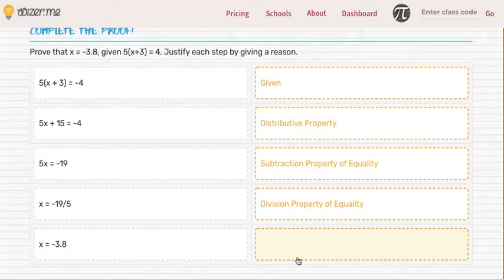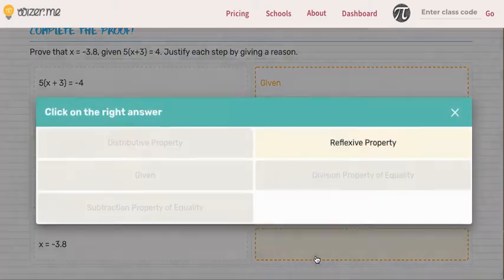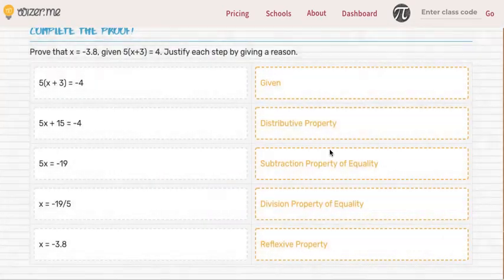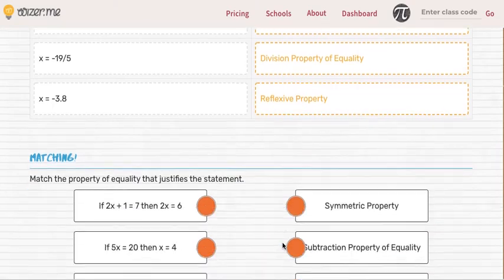Finally, there's only one property left, but you should also know that x equals negative 19 over 5 and x equals negative 3.8 are exactly the same thing. Negative 19 over 5 is negative 3.8. Because they're the same exact thing, this is basically a reflexive property. It's an identity, right? It's something that is equal to itself. That's where the reflexive property comes in.